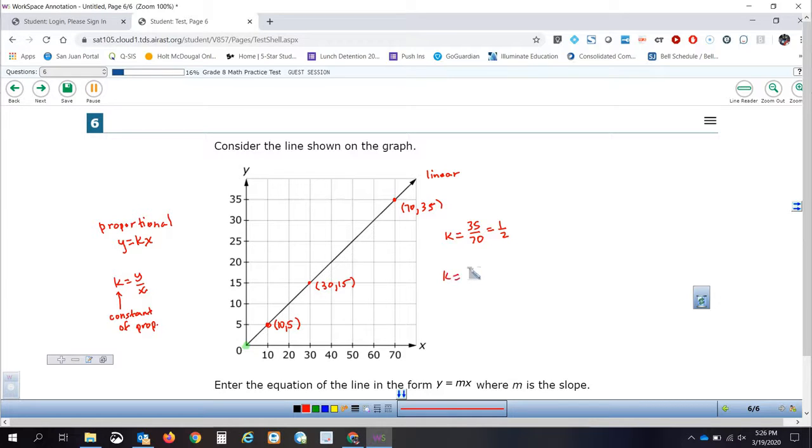What about if I did this other point over here? 15 over 30. Guess what? It is also 1/2. 5 over 10 is also going to be 1/2. So k is equal to 1/2. Now, if you look at the way they asked us to write it, they asked us to write it y equals mx, where m is the slope. But in a proportional relationship, m is the same as k.